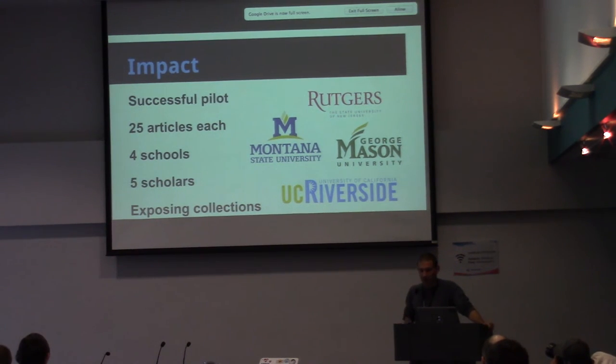We've worked with Rutgers, Montana State University, George Mason University, and UC Riverside, and placed 5 visiting scholars there. And the basic agreement was, these editors will improve 25 articles over the course of the year, and we'll see how it goes. And we'll give the institutions the ability to shape what the topical focus is, so Montana State was interested in having editors write about the environment or the history of Montana. And so we're willing to work with universities to frame and shape within their interests.